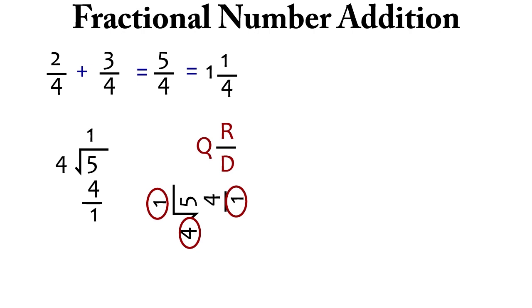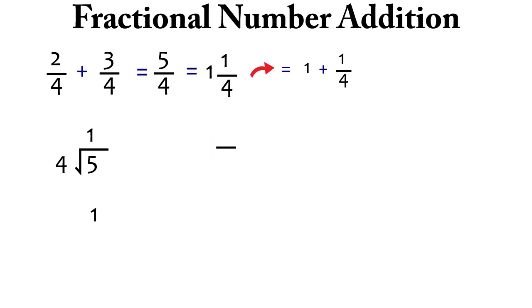This is the final answer, but also remember the mixed number has two parts, the integer part and the fractional part. So you can write the mixed number as 1 plus 1 by 4. Here 1 is the integer part and 1 by 4 is the fractional part of that mixed number. Let us take another example.